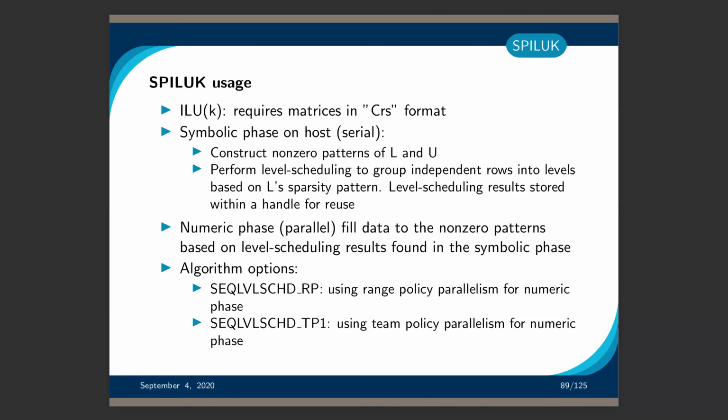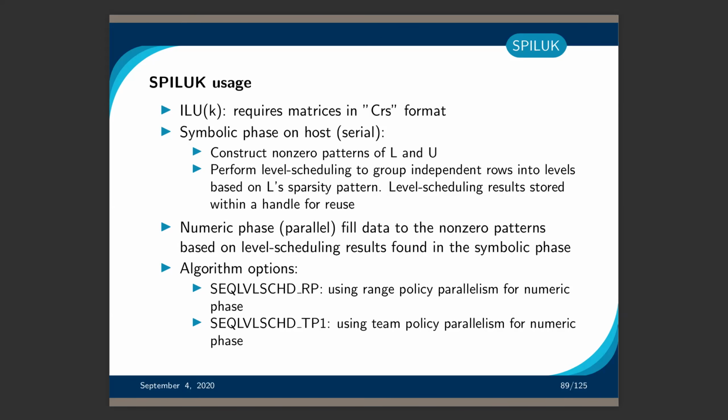This is done to expose parallelism for the next phase, and the results are stored in internal data structures in a handle. The second step is the numeric phase, which performs the factorization in parallel using the level scheduling results from the handle and fills in the data arrays for L and U. The results of the symbolic analysis can be reused with new matrices if the non-zero structure does not change.